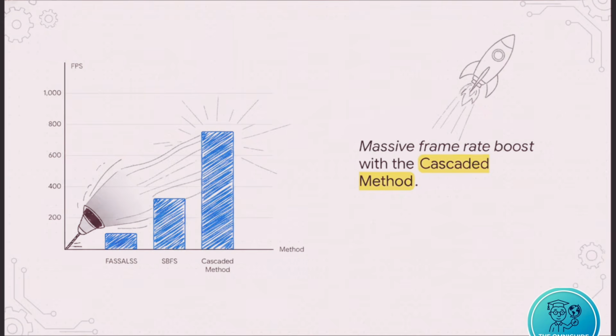But here is the ultimate data punchline. When we look at the frame rates, the difference is just staggering. The first bar is the older FSLS method, way behind. The second bar is the SBFS method, clocking in around 325 frames per second. But that third bar, this new Cascaded method, rockets all the way up to 717 frames per second on the test hardware. That is a massive 44 to 51% boost in frame rates compared to the previous leading methods, and it does it all without losing visual fidelity.